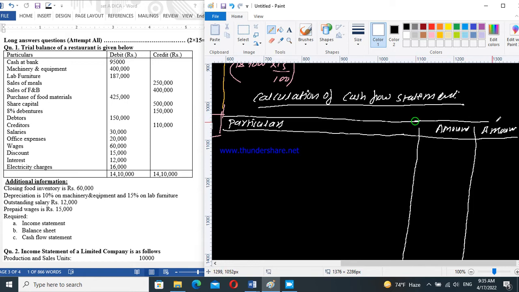The cash flow statement is completed in three sections: cash flow from operating activities, cash flow from investing activities, cash flow from financing activities. Firstly, we need to calculate the operating activities. Cash flow from operating activities.